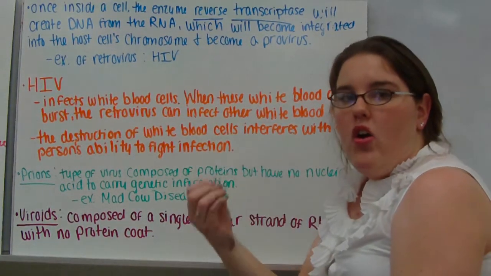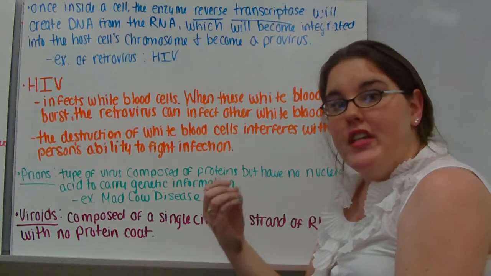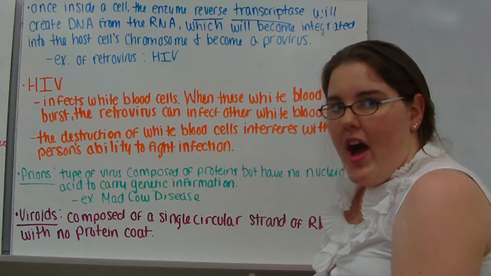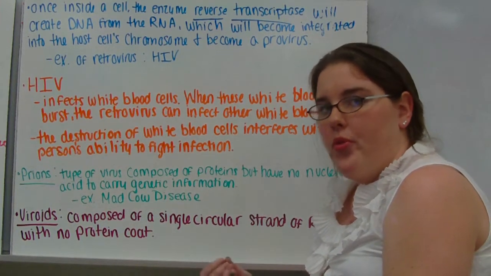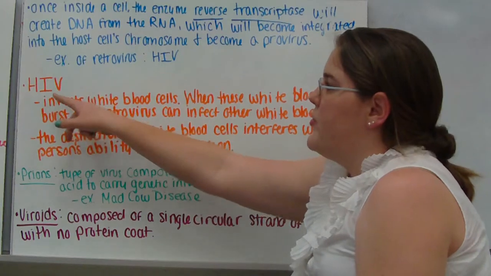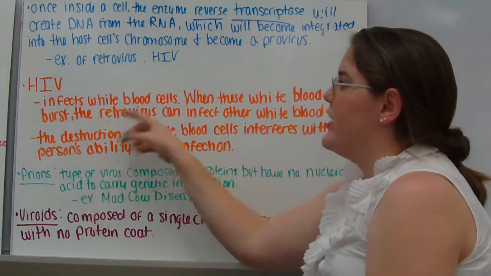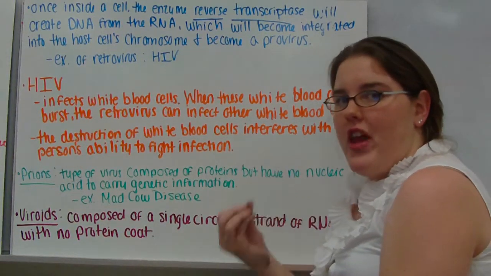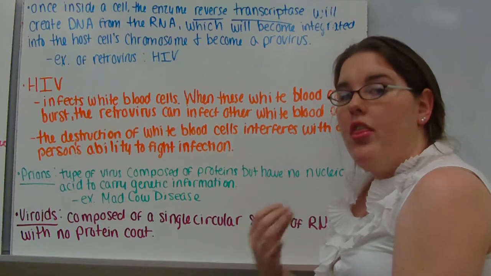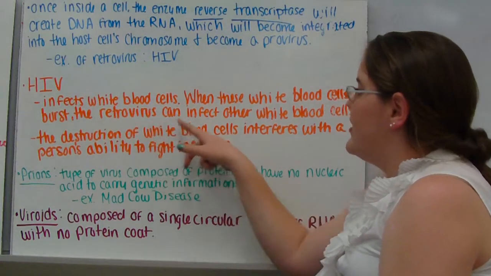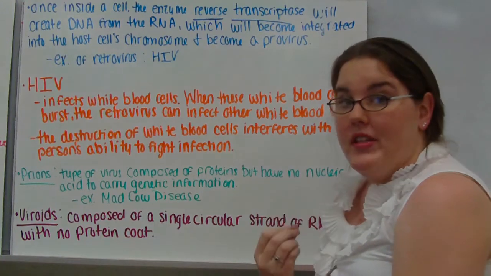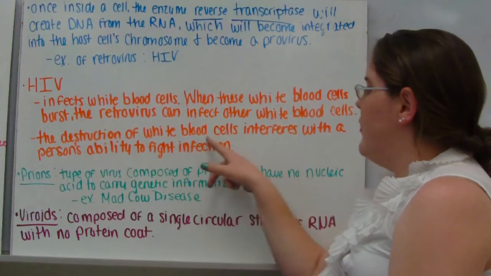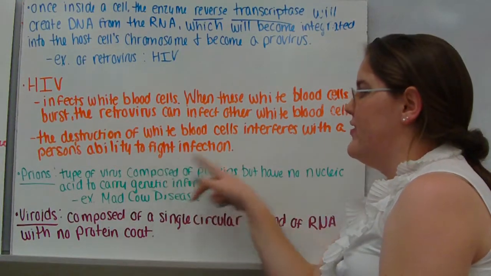Again, you may not always see symptoms of HIV whenever you first get it, but that provirus, as it continues to replicate in the cells, as they continue to divide, is just going to cause more and more of a problem. HIV, or human immunodeficiency virus, is going to infect your white blood cells. Whenever those white blood cells continue to replicate, they're continuing to create that provirus and continuing to spread it throughout the body. The retrovirus can infect other white blood cells whenever those infected blood cells burst, just like a regular virus. The destruction of white blood cells interferes with a person's ability to fight infection.